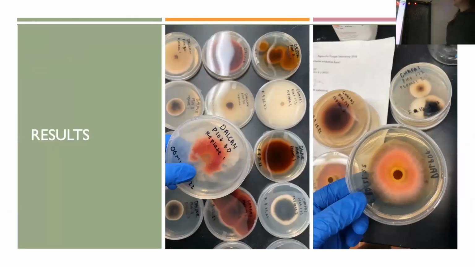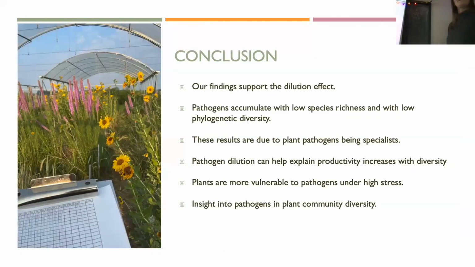So these were the results from plating the pathogens. We plated both the fungal and oomycetes. And yeah, our findings support the dilution effect and pathogen accumulation with low plant species richness and phylogenetic diversity.